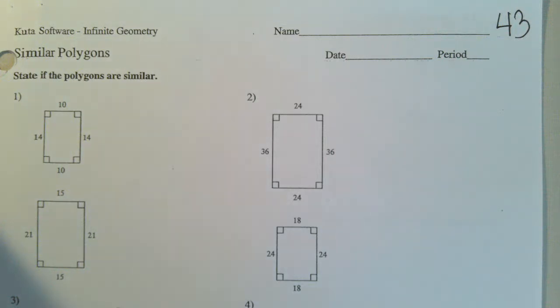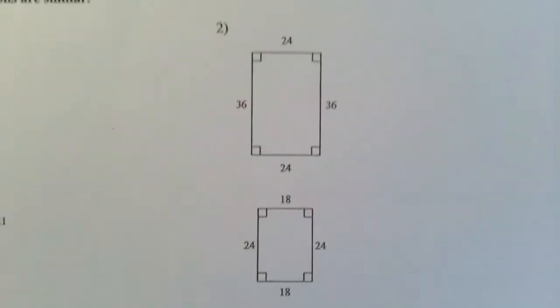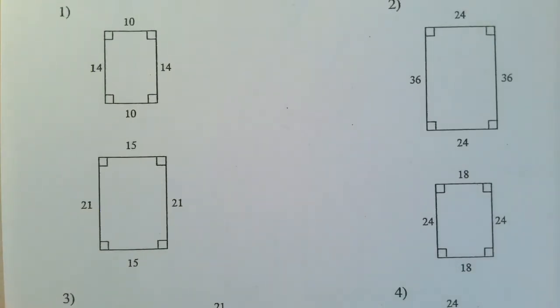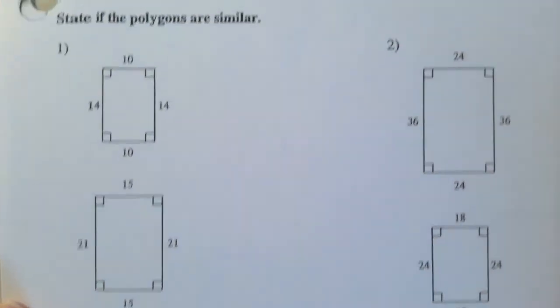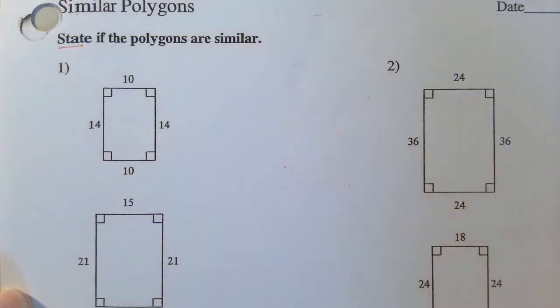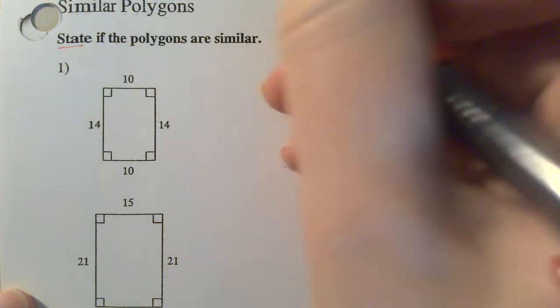All right, we are working on worksheet 43 in our packet, and it is about similar polygons. So I'm going to go ahead and get in here a little tighter. We've done some lessons on these, but we're now going to jump into some worksheets. What I need you to see is we are not finding a missing piece. We are stating if they are similar, but you need to prove it first.